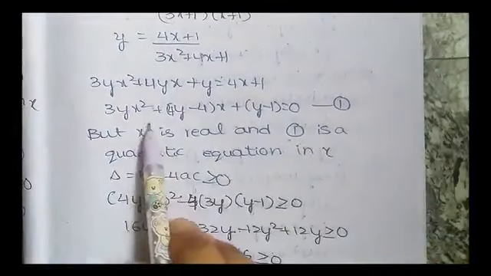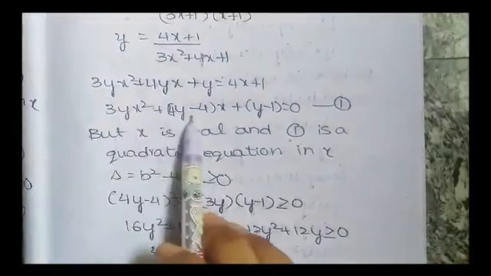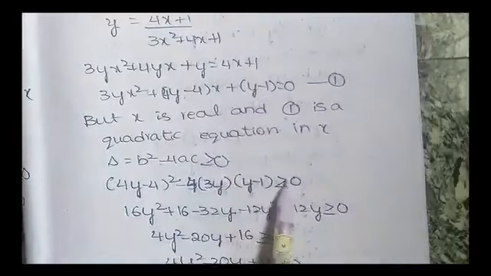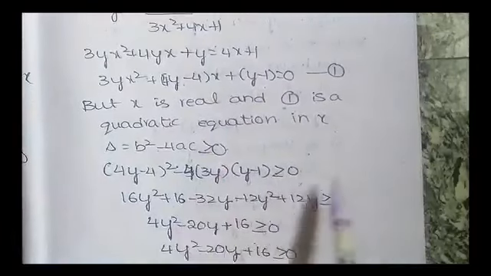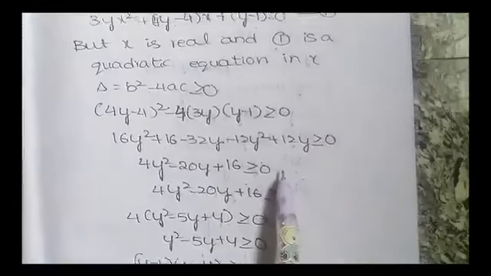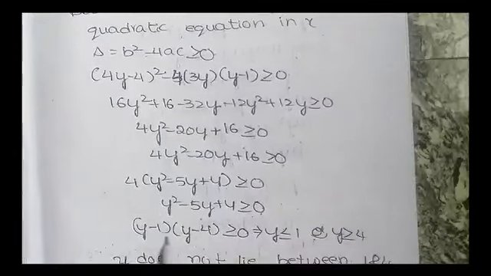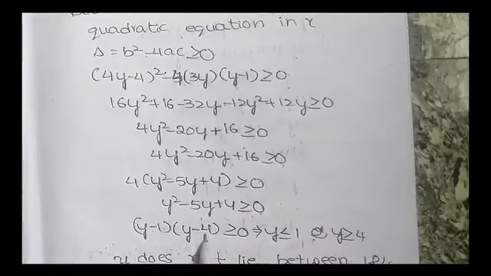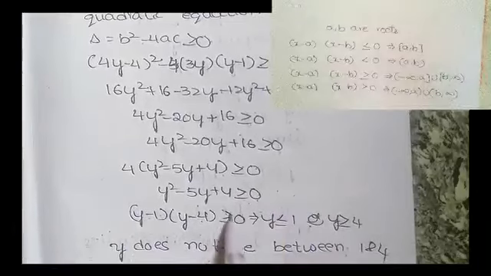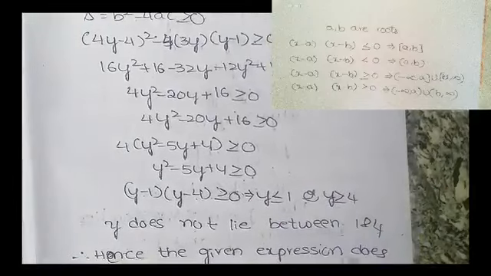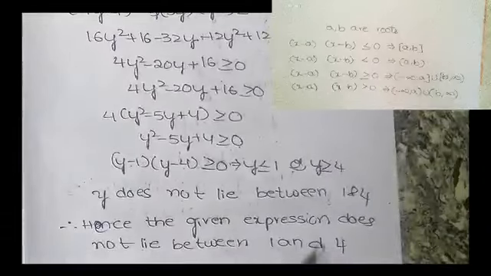So in this equation, what is the a value? 3y. b is 4y minus 4. c is y minus 1. So now greater than or equal to 0. And then we have to simplify so that we will get a quadratic equation, that is y square minus 5y plus 4 greater than or equal to 0. And we get two roots, one is 1 and another one is 4. So these are greater than or equal to 0. That means y does not lie between 1 and 4. Hence the given expression does not lie between 1 and 4.